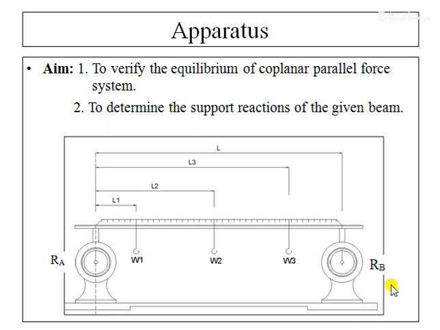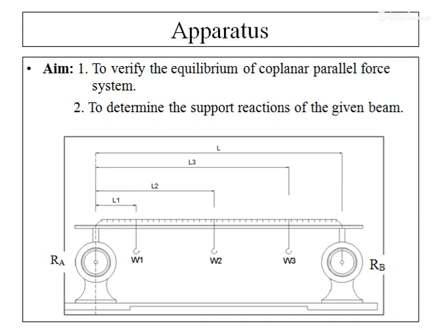I will explain the procedure, but before going to that, let us see what the aim of today's experiment is. It is to verify the equilibrium of a coplanar parallel force system, and the second is to determine the support reactions of a given beam. So this is the beam of which we are going to determine the support reactions. What we will do is hang three weights, W1, W2 and W3, at different distances: L1 for W1, L2 for W2 and L3 for W3. The overall distance between point A and point B is going to be L.